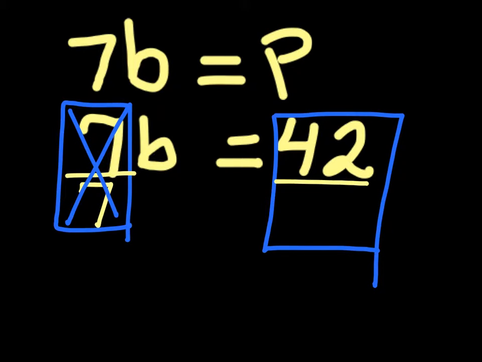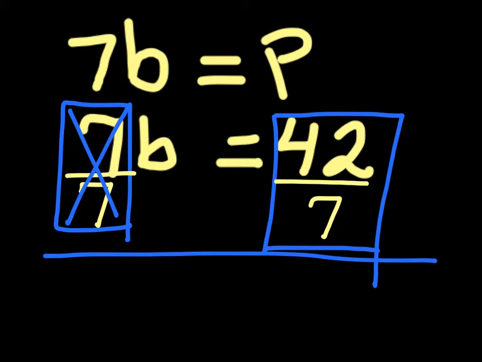So divided by 7. I'm going to draw a line here. And now I'm ready to rock and roll. On this side of the equal sign, I got the b all alone, which is exactly what I had wanted to do. And over here, I got 42 divided by 7. Hey, that equals 6. And bam, right there is your answer, my friends.